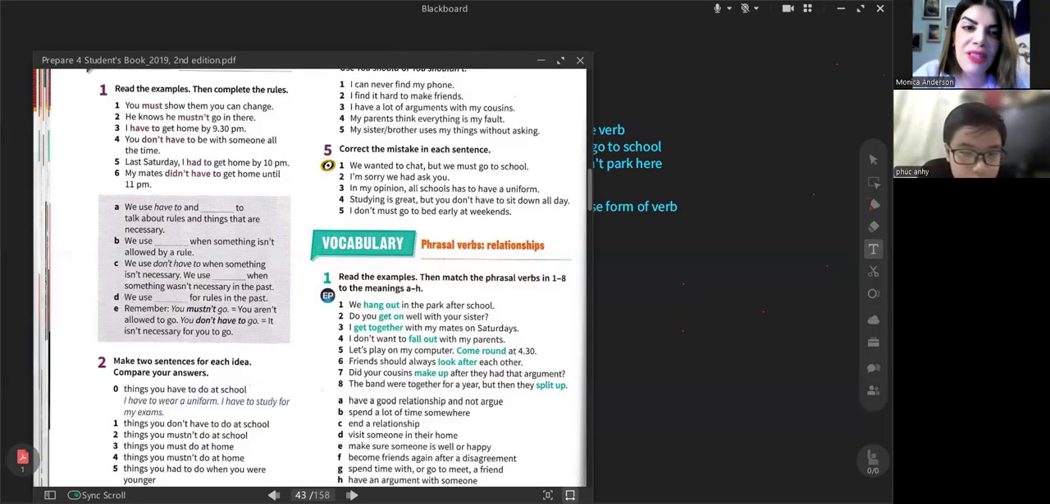Mustn't or don't have to. This is negative. You are not allowed. Mustn't or have to. No, mustn't is like when you are not allowed. Don't have to is not that strong. Mustn't is strong. You mustn't when something isn't allowed by a rule. For example, you mustn't park your car here.